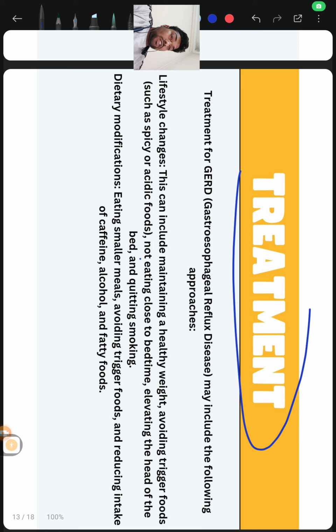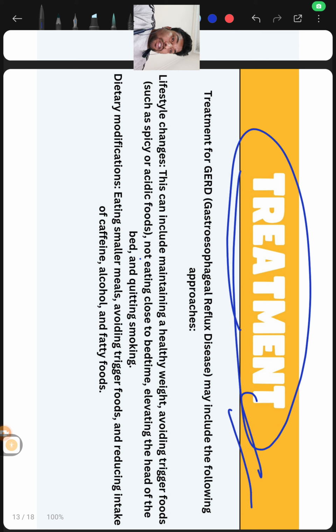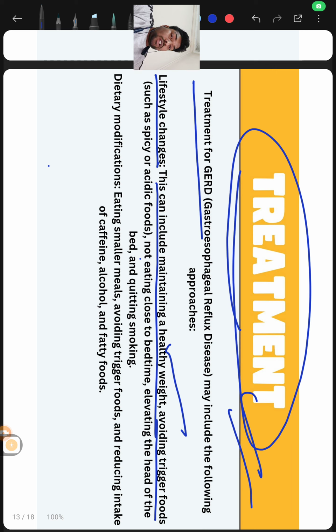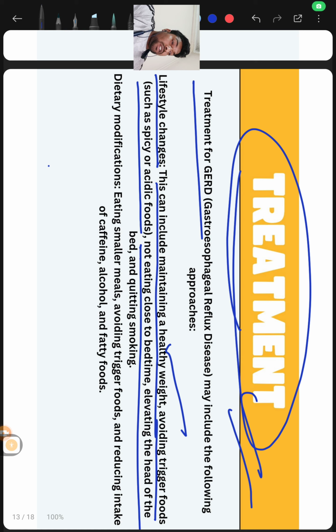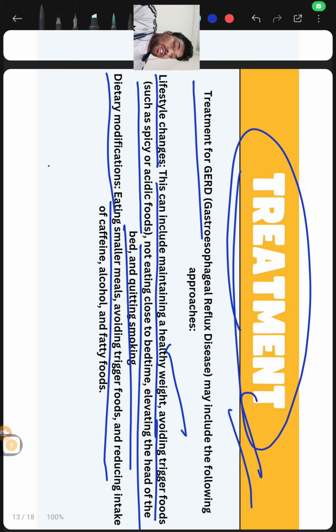Now talking about the treatment, what are the treatments given to GERD patients. The very first one is that the doctor will suggest lifestyle changes. This includes maintaining a healthy weight, avoiding trigger foods such as spicy or acidic foods, not eating close to bedtime, elevating the head of the bed, and quitting smoking. Now dietary modifications, like eating smaller meals, avoiding trigger foods, and reducing intake of caffeine, alcohol, and fatty foods.